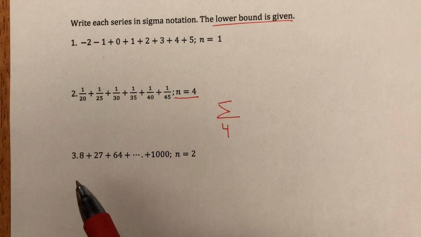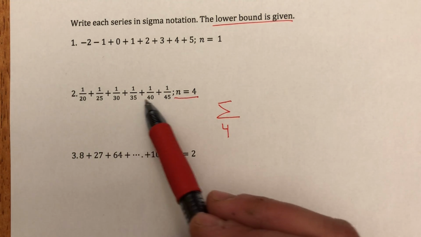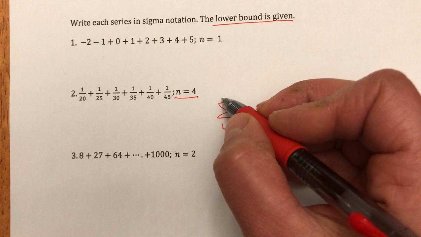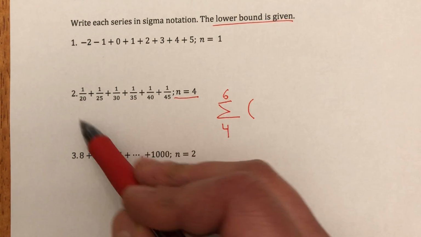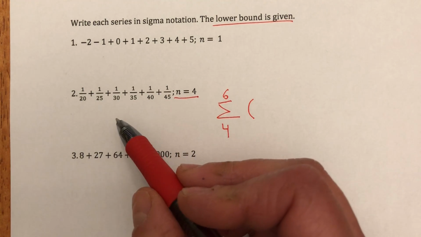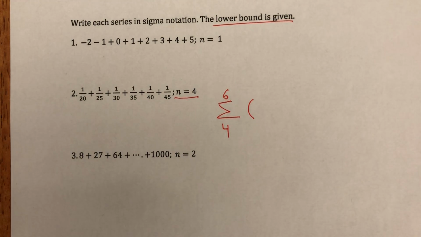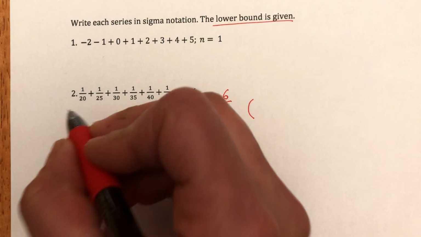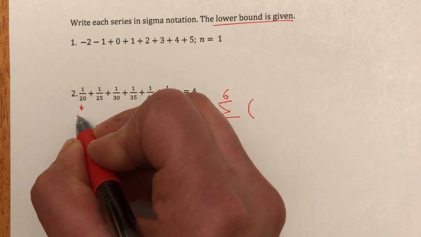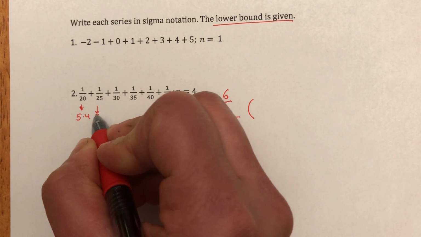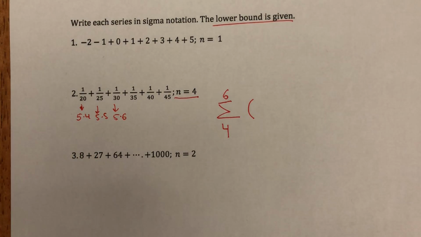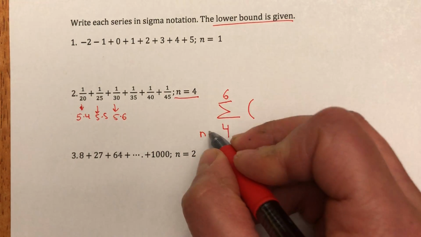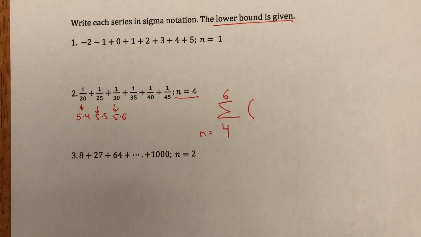So 1, 2, 3, 4, 5, 6. And now how do I figure out what is the regularity here? Because those are fractions and I can't just put them together. I need to write them in terms of n. So I want you to see what is happening here. This is 5 times 4. This is 5 times 5. This is 5 times 6. And what I do know is that my n is equal to 4.